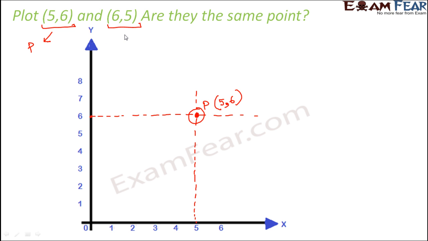Now the next point is 6, 5. So 6 means the measurement is 6 on the x-axis, that is, this is 6. So you draw a line from 6 like this. Now the measurement is 5 on the y-axis, that is this. So now you draw a line from 5. So where do these two lines intersect? They basically intersect at this point. So this point is a different point.